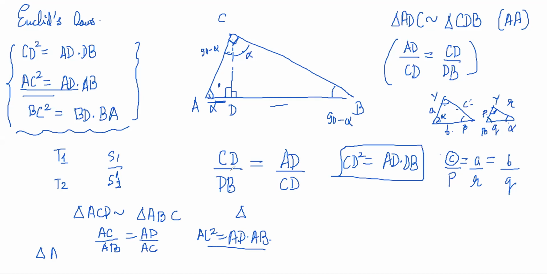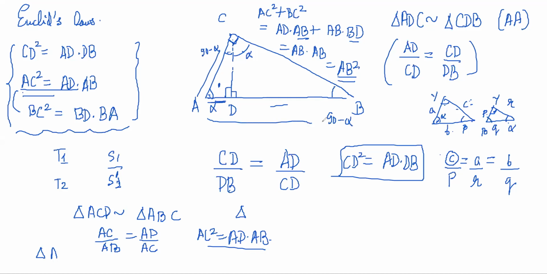Now, if you add up AC square and BC square, see what happens. AC square plus BC square becomes AD into AB plus AB into BD. So AB common, and AD plus BD becomes AB only. So this becomes AB square. So this is Pythagoras theorem: AC square plus BC square is equal to AB square. Everyone is getting it, no? Okay.